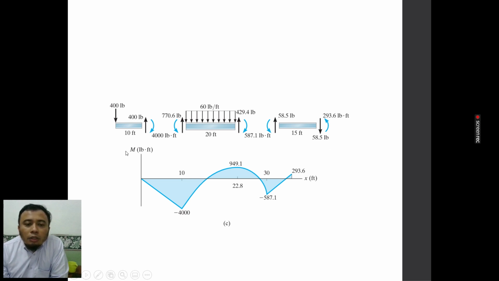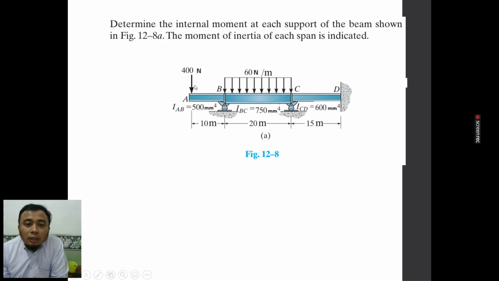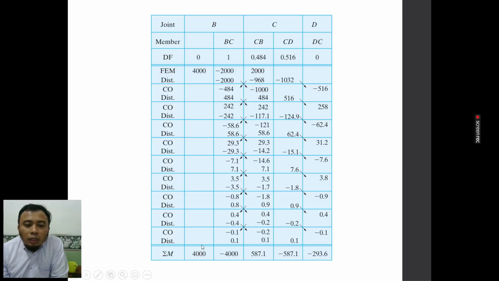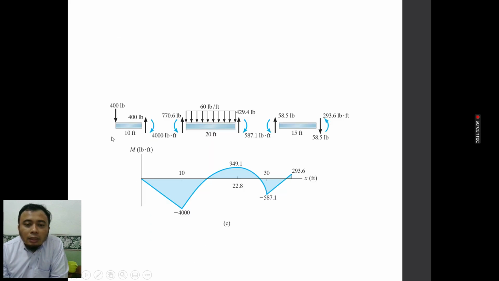And then you can draw your bending moment diagram. As you can see, there is no moment here, so it will start from 0, which is also identified in this analysis. So you start from 0 and increase up until negative 4,000, because there is a negative 4,000 moment here. Negative 4,000.